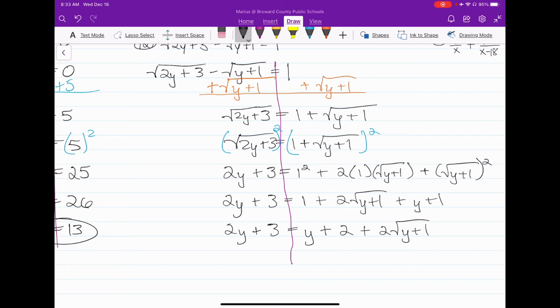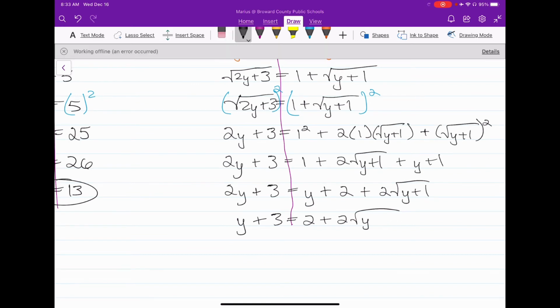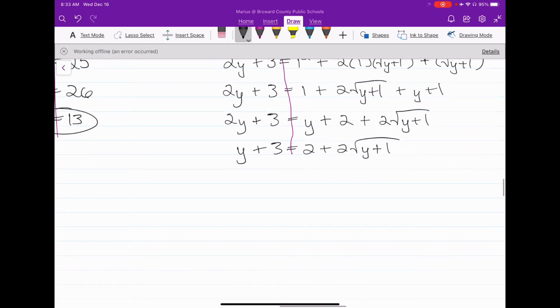All right. So now that we've done that, I'm going to go ahead and start combining like terms. We're going to get our y's on the same side. So now when we subtract y from both sides, we're going to be left with y plus 3 equals 2 plus 2 square root of y plus 1. Now I'm going to drag this down. We're going to keep working.